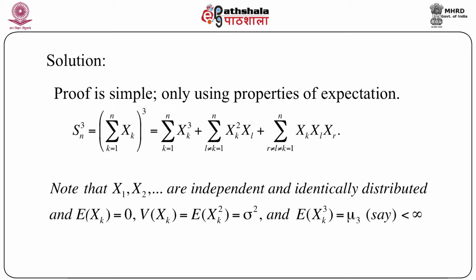x1, x2, they are all IID, or independently and identically distributed, random variables with expectation of xk equals 0, variance of xk equals, in fact, expectation of xk square, because expectation of xk equals 0. So variance of xk equals sigma square, and expectation of xk cube equals mu 3, because we assume a finite third order moment, and mu 3 is naturally less than infinity. This is true for every k equals 1, 2 and so on. So these are the expectations of some expressions with respect to each xk.